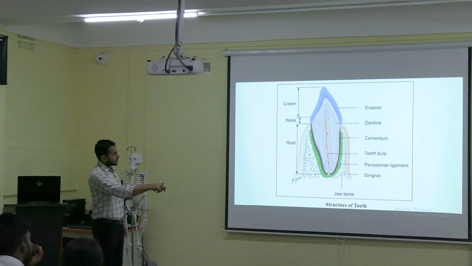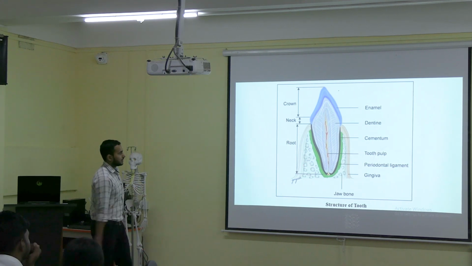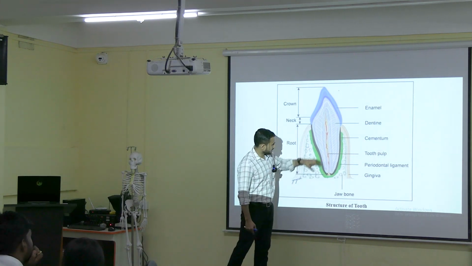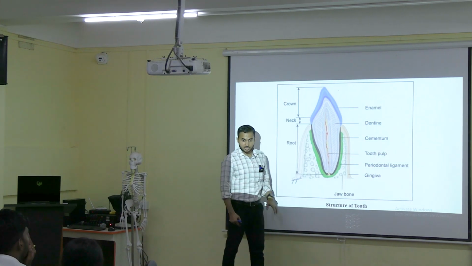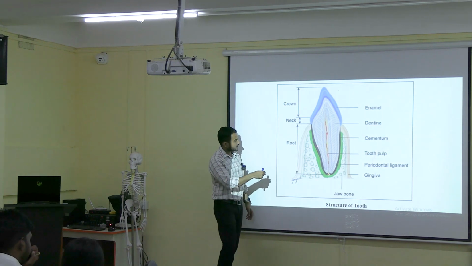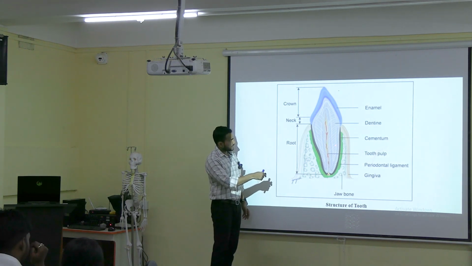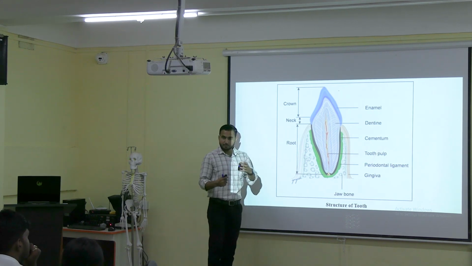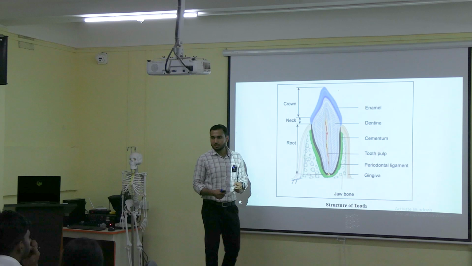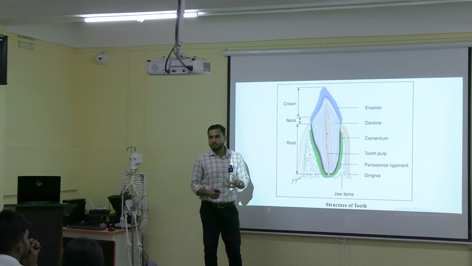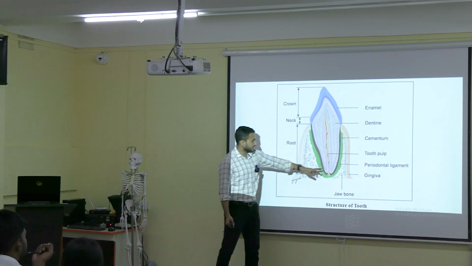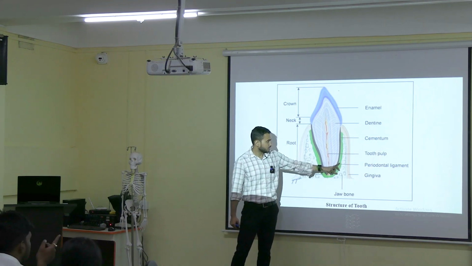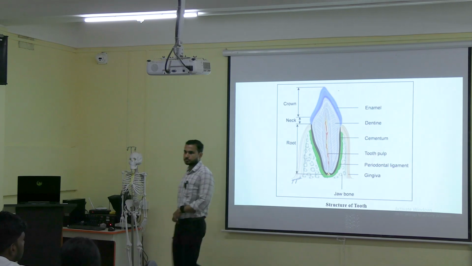Next, on the lower aspect, this is the socket, the alveolar socket. In that alveolar socket you can see the tooth is attached. The part where it is attached is covered by cementum. The part shown in black color is the cementum. And for the attachment, a special type of dense fibrous tissue is present, that is nothing but the periodontal ligament.